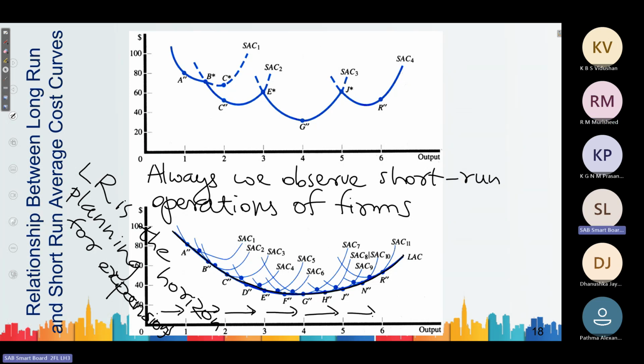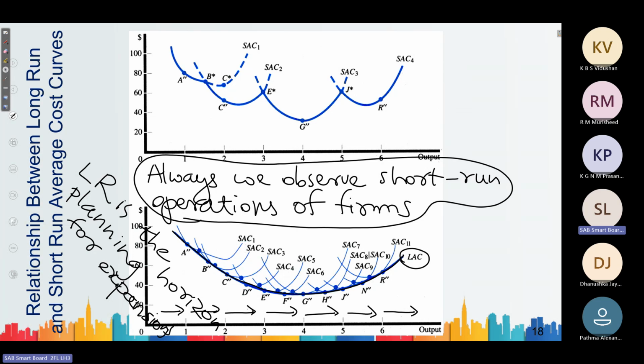When expanding the firm's output in the long run, this is how the long run average cost behaves. But the thing is, firms are always operating in the short run.